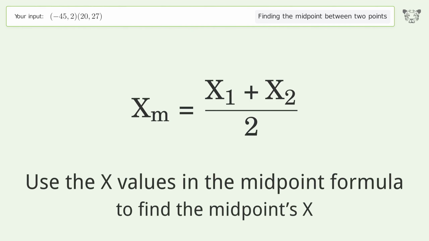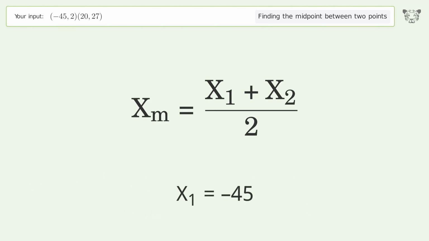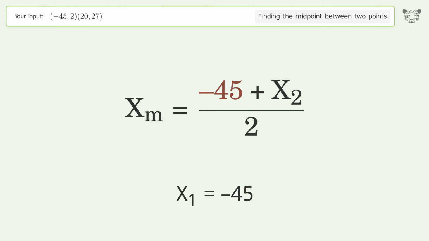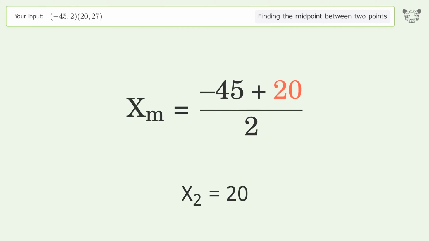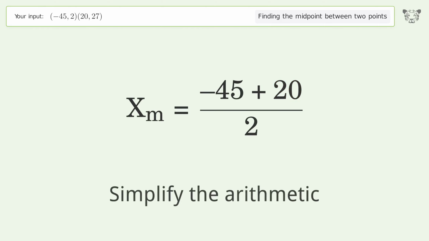Use the x values in the midpoint formula to find the midpoints x. x1 equals negative 45. x2 equals 20. Simplify the arithmetic.